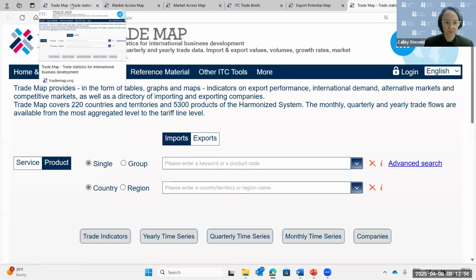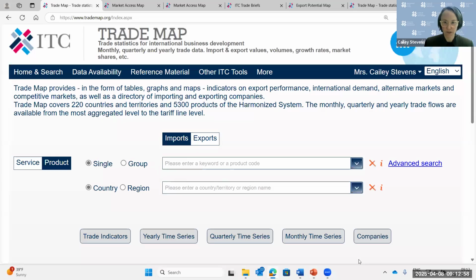All right. I'm just going to take a moment to make sure that you can see my screen. All right. So I'm going to start now with the demonstration of Trade Map.